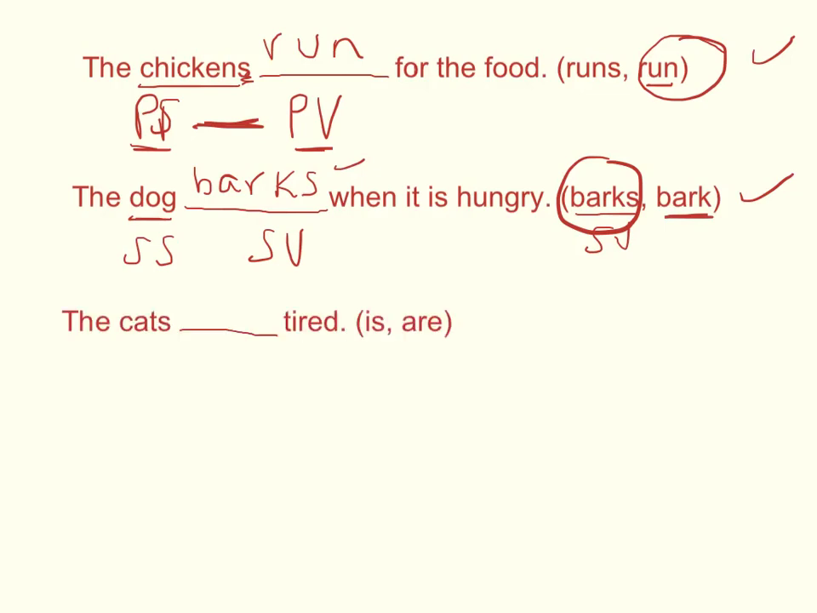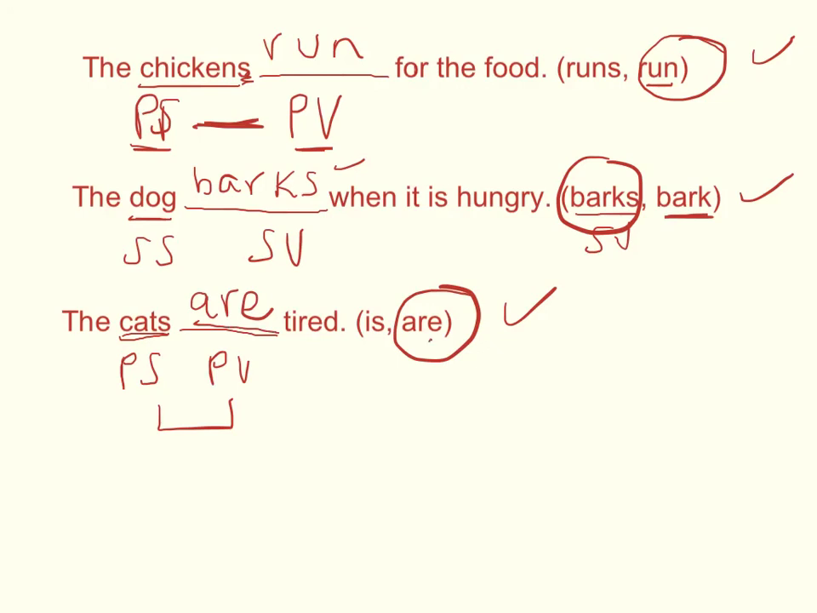And another sentence. This one says the cats blank tired. Our subject in this sentence is cats, and we know that cats is a plural subject. So it must take a plural verb. Again, that's subject-verb agreement. Question is, is or are? Which one of these is a plural verb? If you said are, you are correct. And if we plug that in and then read our sentence, it should sound right. The cats are tired. Again, cats is plural, so our verb must also be plural, and we know that are is a plural verb. Good, let's do one last one.